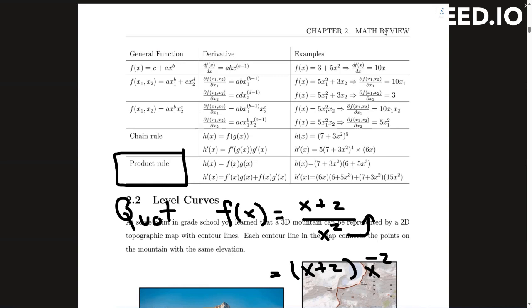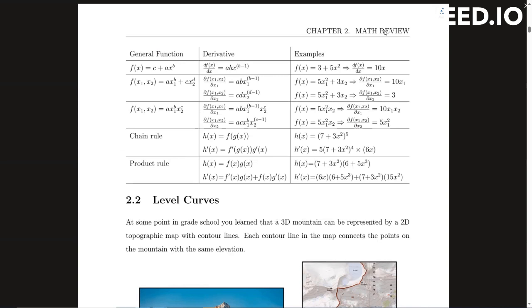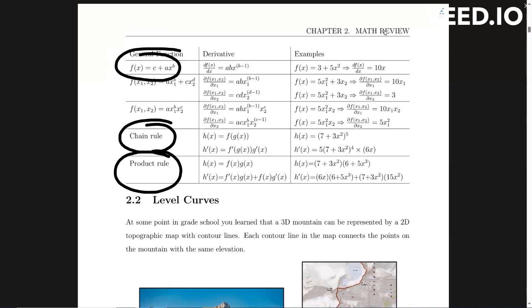There's nothing wrong with using the quotient rule if you need it. I guess in this entire class, we probably don't ever need the quotient rule, but if that ever comes up, you can use it, but the quotient rule technically is tied into the product rule. So once again, only three rules: general power rule, chain rule, and product rule.